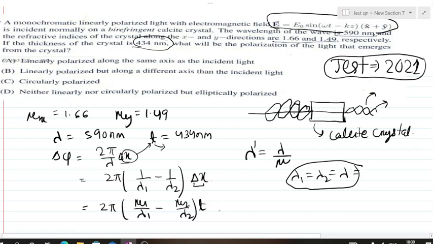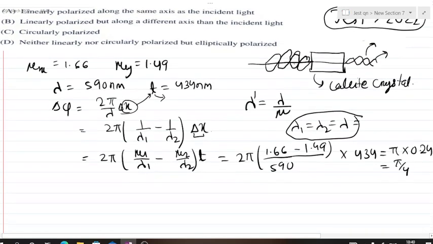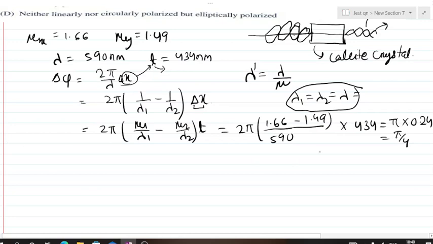and thickness T. So 2 pi, mu 1 is 1.66 divided by lambda, which is 590, take common 1.49 into 434, that will be pi into 0.24, which is nearly equal to pi by 4. So this is our phase difference, pi by 4.